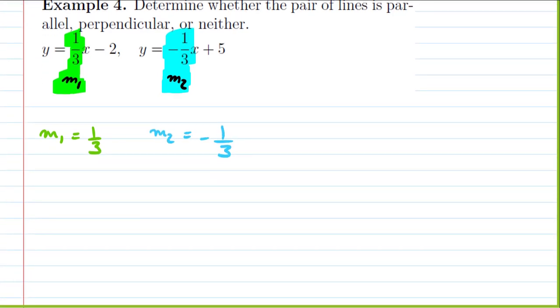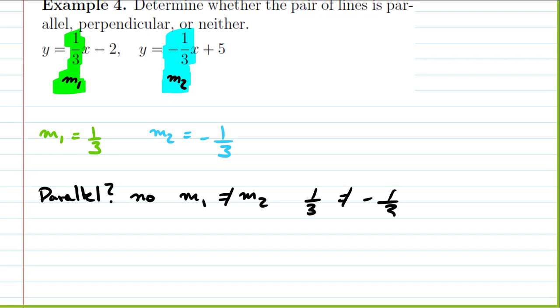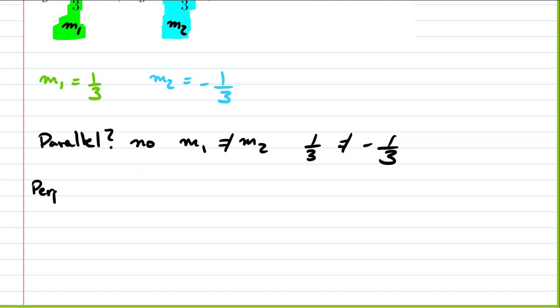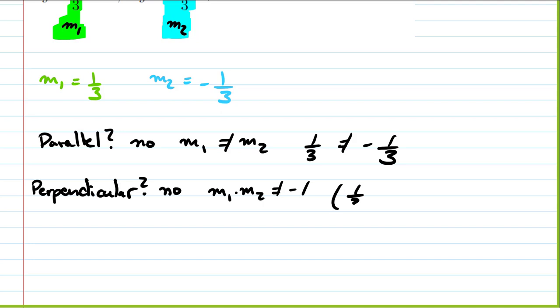So we check each of our things. So are they parallel? And the answer is no, because m1 does not equal m2, because 1/3 is not the same as -1/3. So they're not parallel. So perpendicular, we need to also say no, because m1 times m2 does not equal -1. And if we check, 1/3 times -1/3 equals -1/9, which is not -1. So our two lines are not perpendicular. So as we talked about above, if they're not parallel and they're not perpendicular, what's the only choice that's left? Neither.